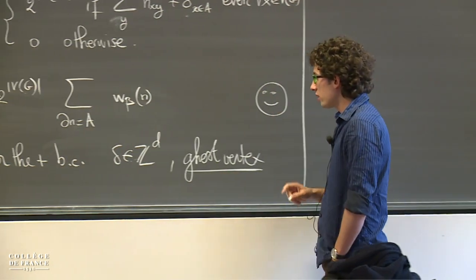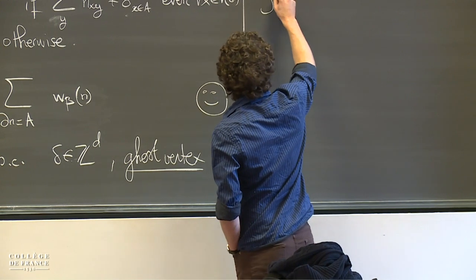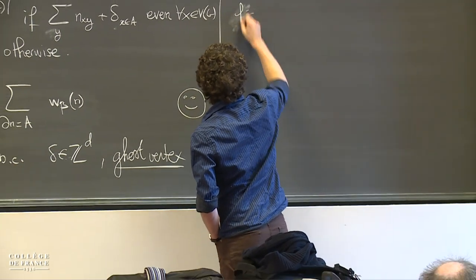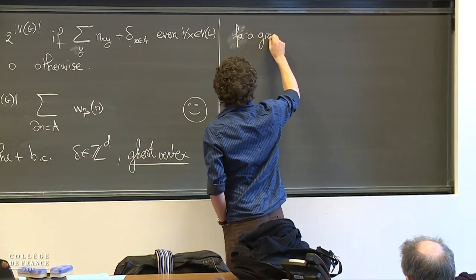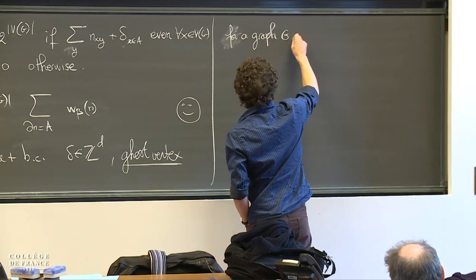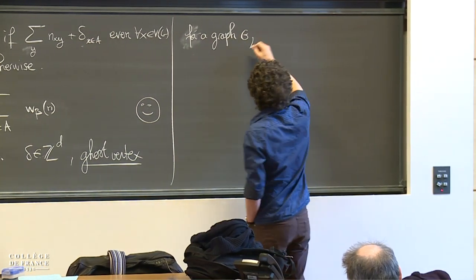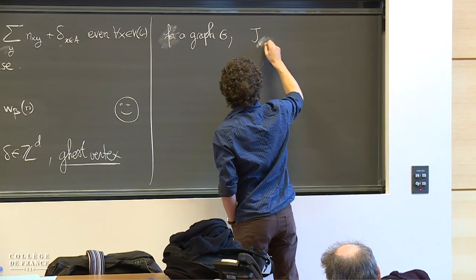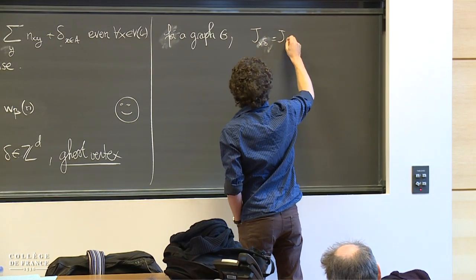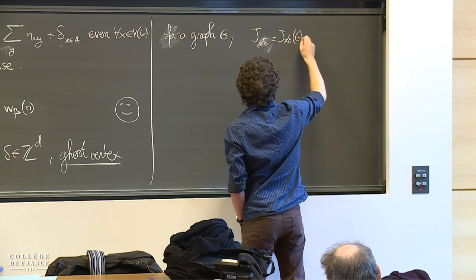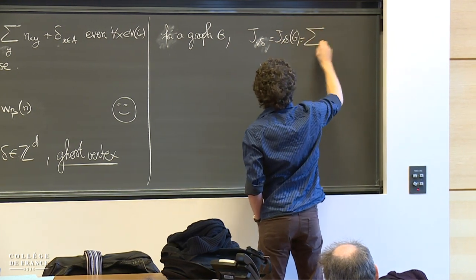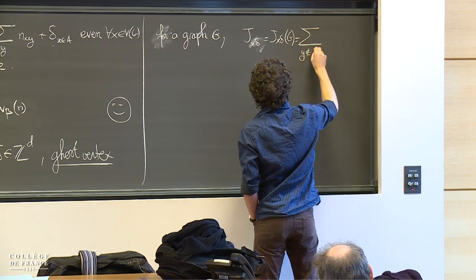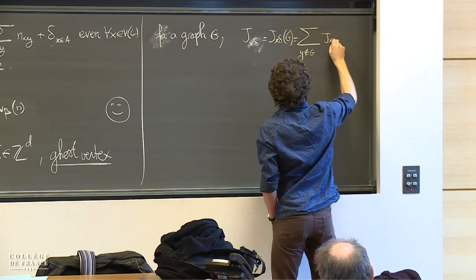And we are going to look, let's define G, for a graph G. Let's define J_x^δ, which is going to be something that depends on G. I'm going to define it as the sum over y not in G of J_xy.